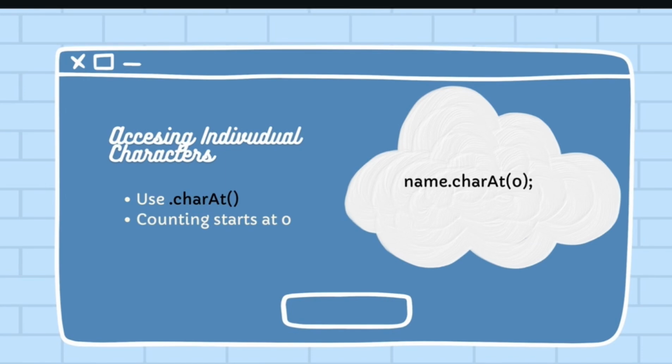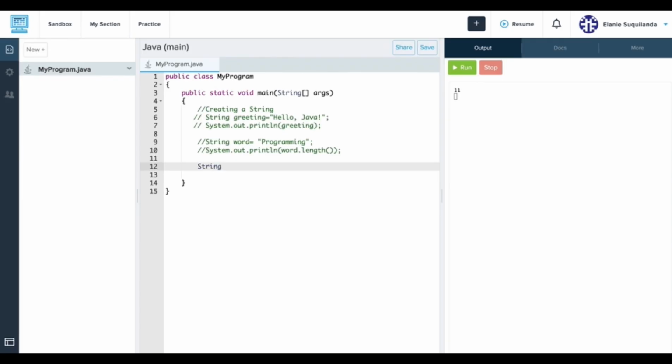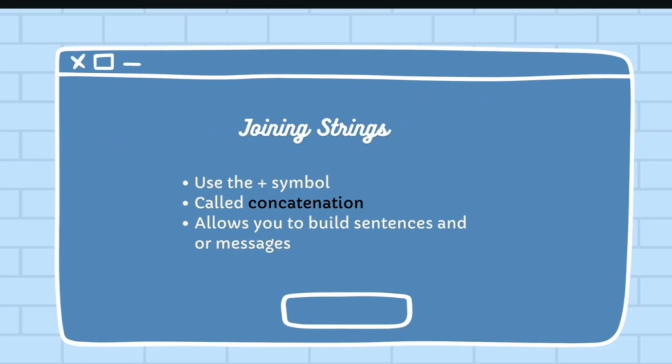Accessing individual characters. If you ever want to get just one character from a string, you can use the .charAt() method. This starts at 0 when counting. For example, we will be using the name Jane. In System.out.println, within the parentheses, we would write name.charAt(0). Since Java uses zero-based indexing, it will print out the first character.